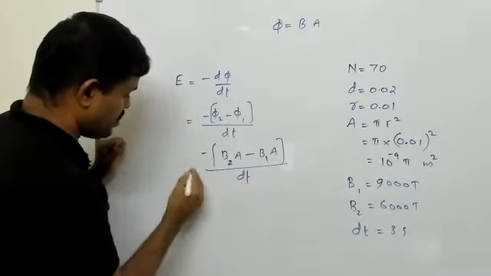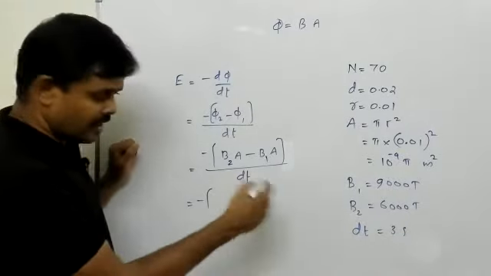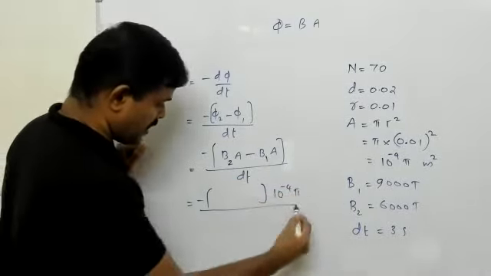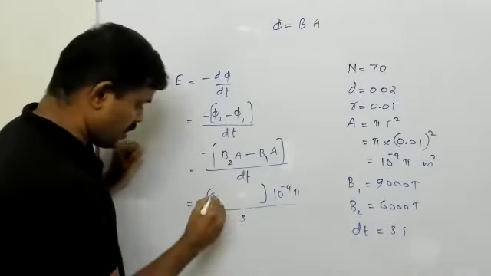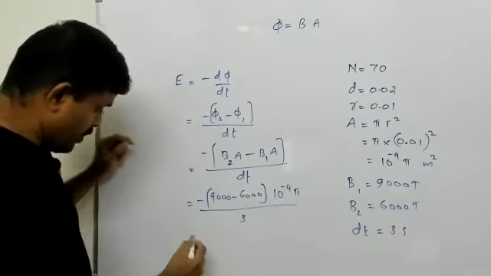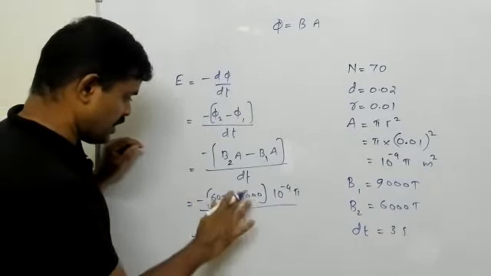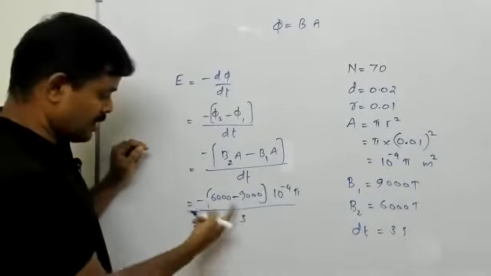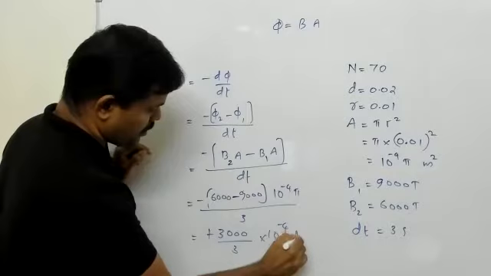So let us put the values. What do we get then? Minus of, what is B2? B2 times A is common, so I can take it outside. A value I can put outside, 10 power minus 4 pi, divided by, time is 3 seconds. What is B2 minus B1? B2 is 6000 minus B1 is 9000. So the difference would be what? That would make it 6000 minus 9000, minus 3000. Minus or minus, plus 3000 by 3 into 10 power minus 4 pi.